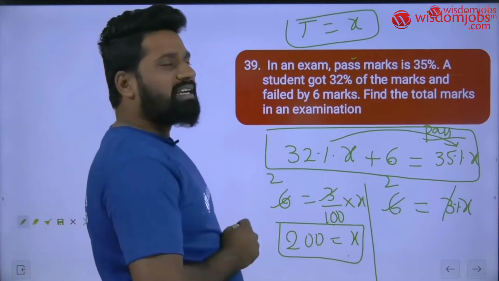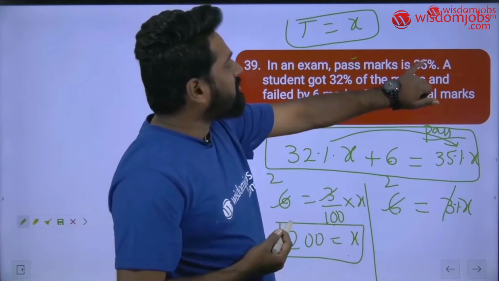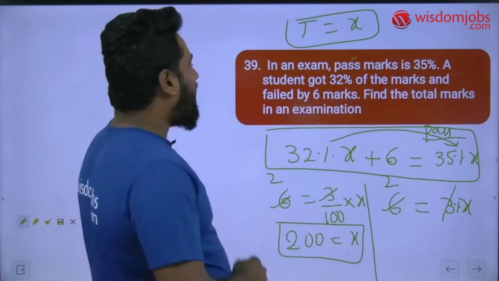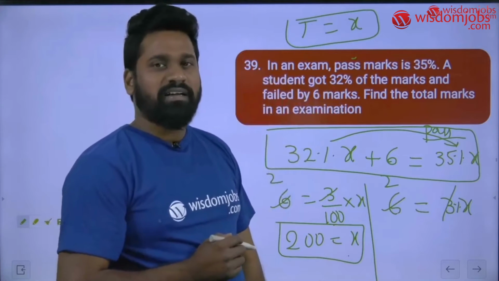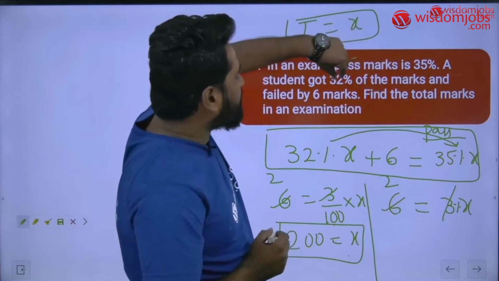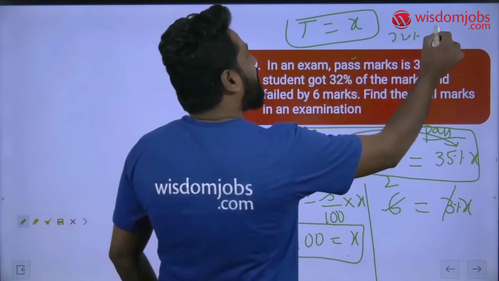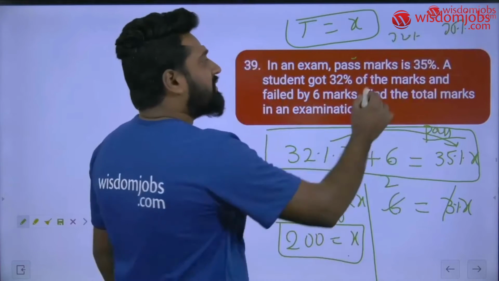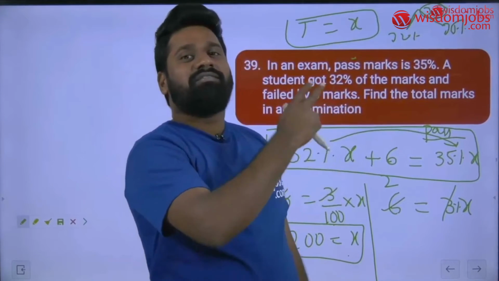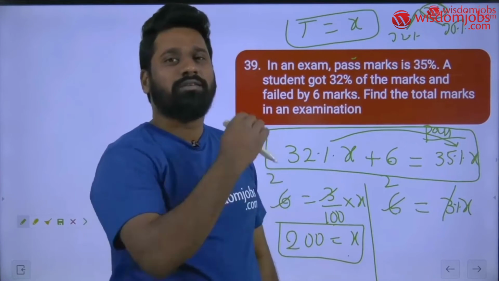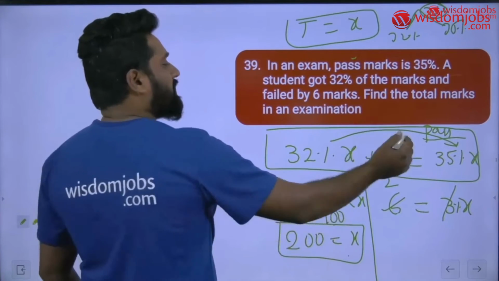Or here, instead of taking x, how can you do that? Here the person has to get 35% marks, and here he got only 32% of the marks. Is it clear? So this difference indicates the difference of 6 marks, because here 32% he got, here he got 35%. This different 3% indicates the difference of marks he has to get to pass the examination.